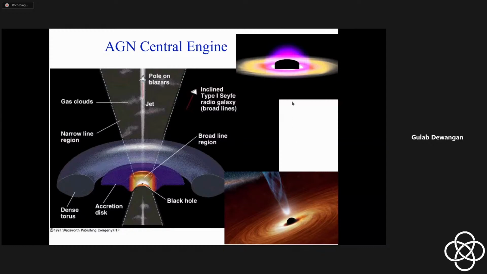Or in radio quiet AGNs we may have the accretion disk, the supermassive black hole and the hot corona. It is shown schematically in the upper right panel. So these are just possibilities. This is what we think the structure may be in the inner regions. And of course, there is the broad line region, and then of course this dense torus is also there.